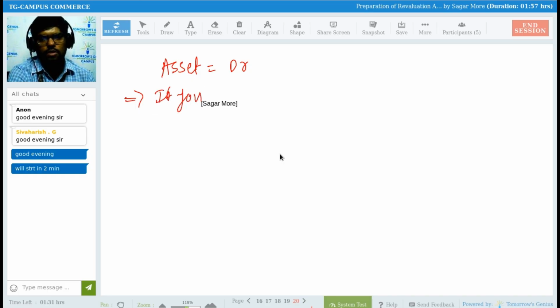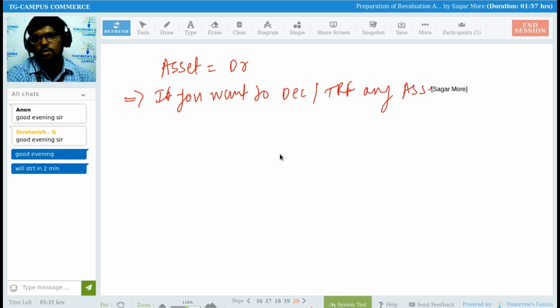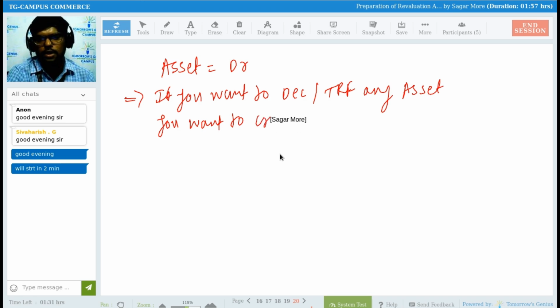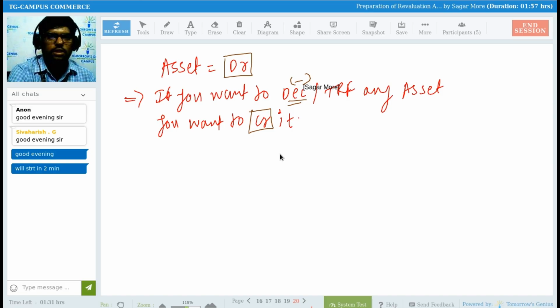If you want to decrease or transfer any asset, you want to credit. Do you want to debit it or credit it, Sadhna? Credit. Absolutely right. You want to credit it, right? Because asset itself is a debit, credit will get cancelled, sir, right? Okay.